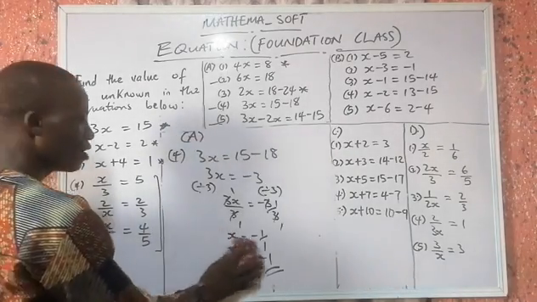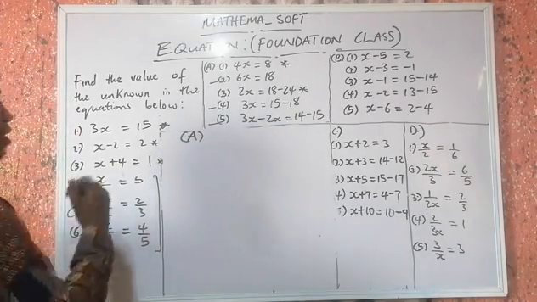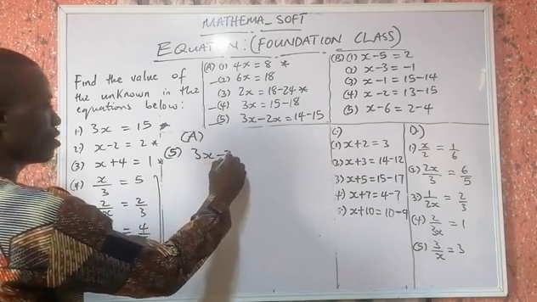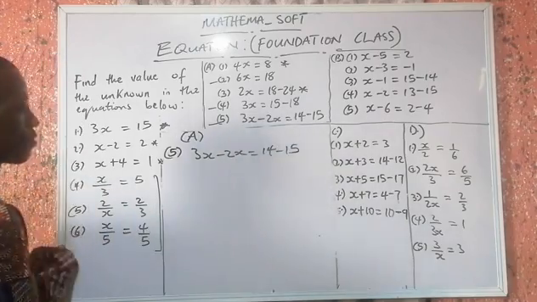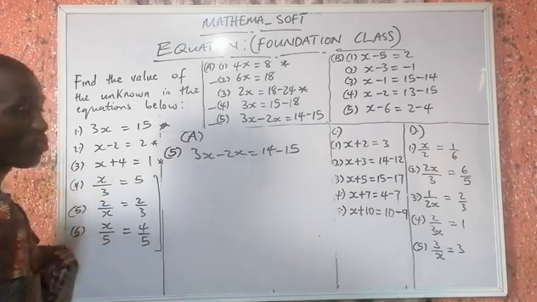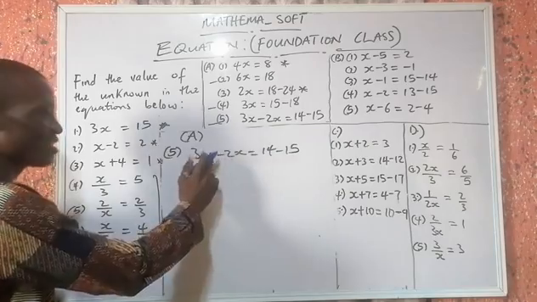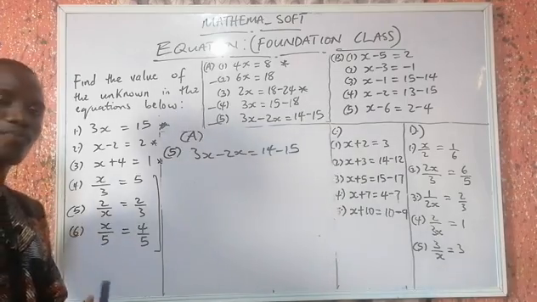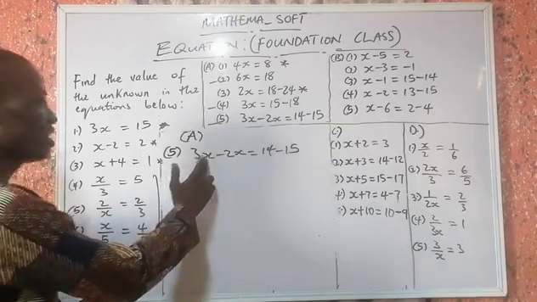Okay, so the next in category A will be number 5, and that will be the last in category A I will be solving with you. So we have 14 minus 15, 3x minus 2x. We have to first do that. 3x is in x, this is in x, they are like terms. Don't forget, go and check the video that I did on like terms. So these are like terms.